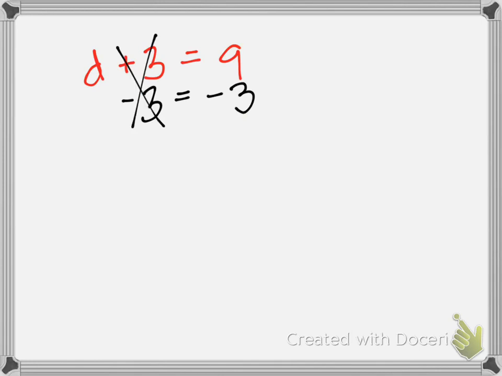3 minus 3 is 0. So now we have d plus 0, or just d, because anything plus 0 is itself. And then we have 9 minus 3, and we get 6.